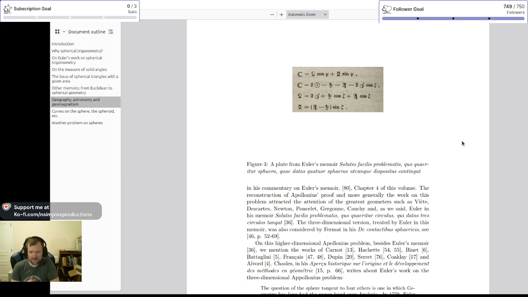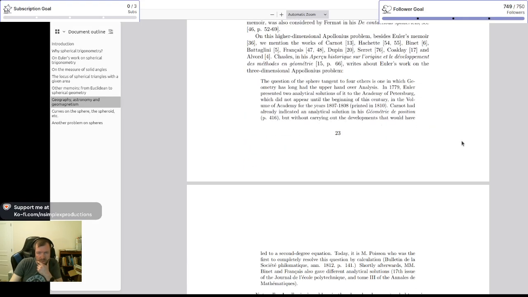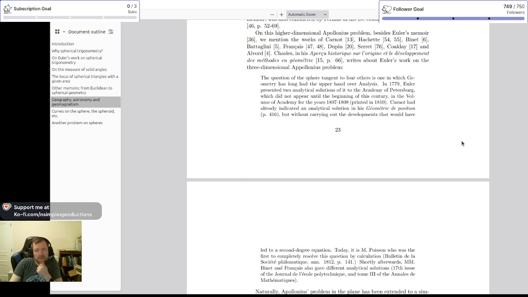Chasles, in his Aperçu historique sur l'origine et le développement des méthodes en géométrie, writes about Euler's work on the three-dimensional Apollonius problem. The question of a sphere tangent to four others is one in which geometry has long had the upper hand over analysis. In 1779, Euler presented his two analytical solutions of it to the Academy of Petersburg, which did not appear until the beginning of this century.